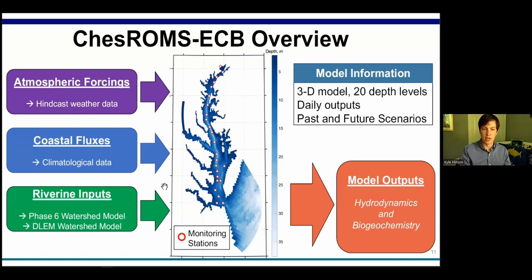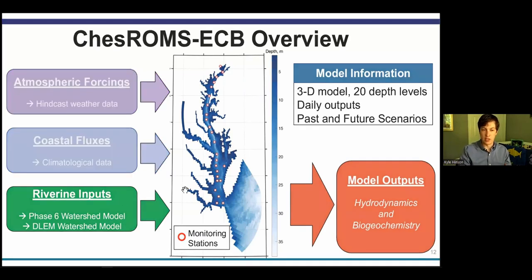And just as a reminder, I'm only going to be mentioning the effects from riverine inputs, so excluding the direct impacts of changing atmospheric temperature on the bay and what's going on at the ocean boundary as well.